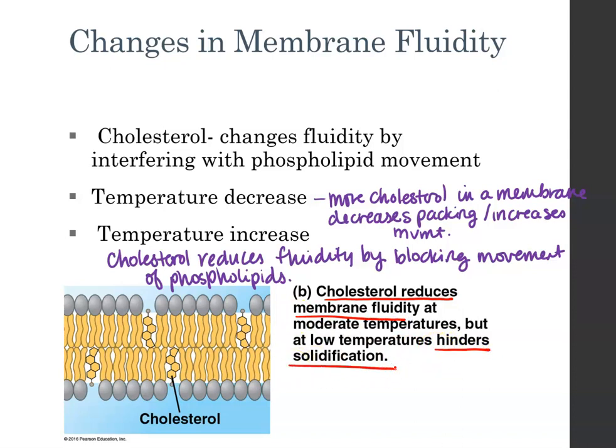Now, the amount of cholesterol in a membrane is probably not going to change much across a single organism, but different organisms might have different cholesterol components in their membranes because of the environmental situations that they are in most frequently.